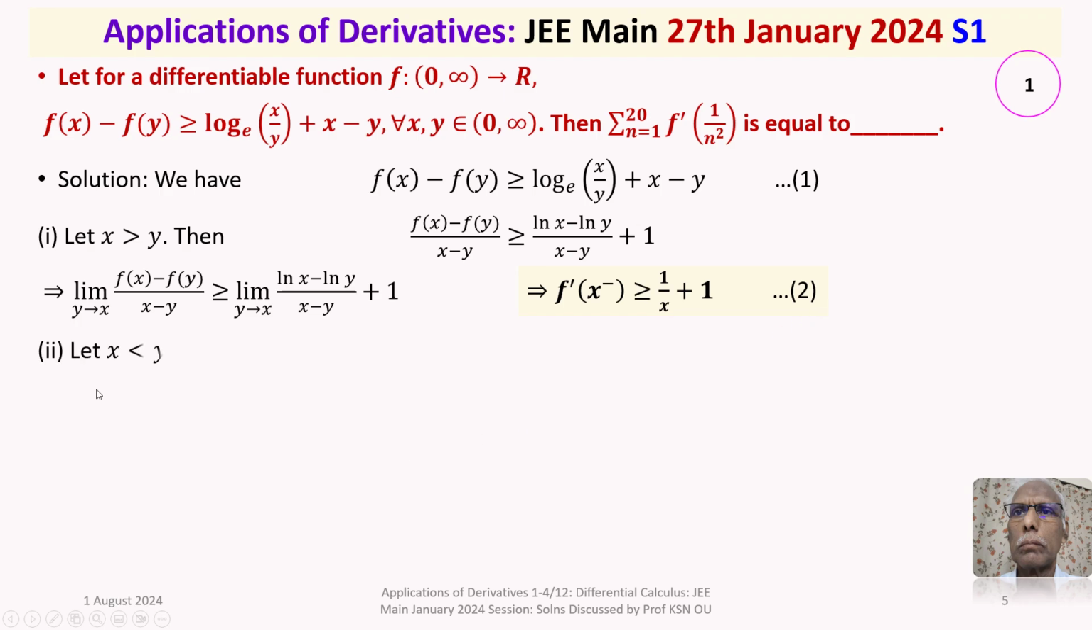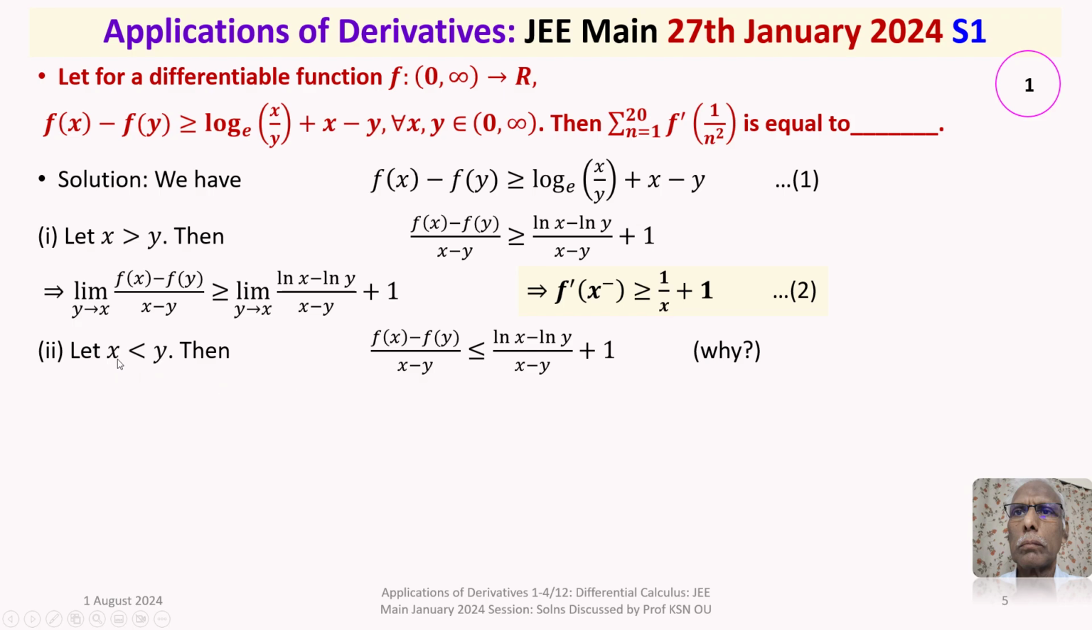Consider now the second case. Let x less than y. Then x less than y means x minus y is negative. Therefore, 1 by x minus y is negative. So multiply by 1 by x minus y. Then you will get f of x minus f of y by x minus y, and the inequality gets reversed. That is, it will become less than or equal to, because 1 by x minus y is negative, remember, ln of x minus ln of y by x minus y plus 1.